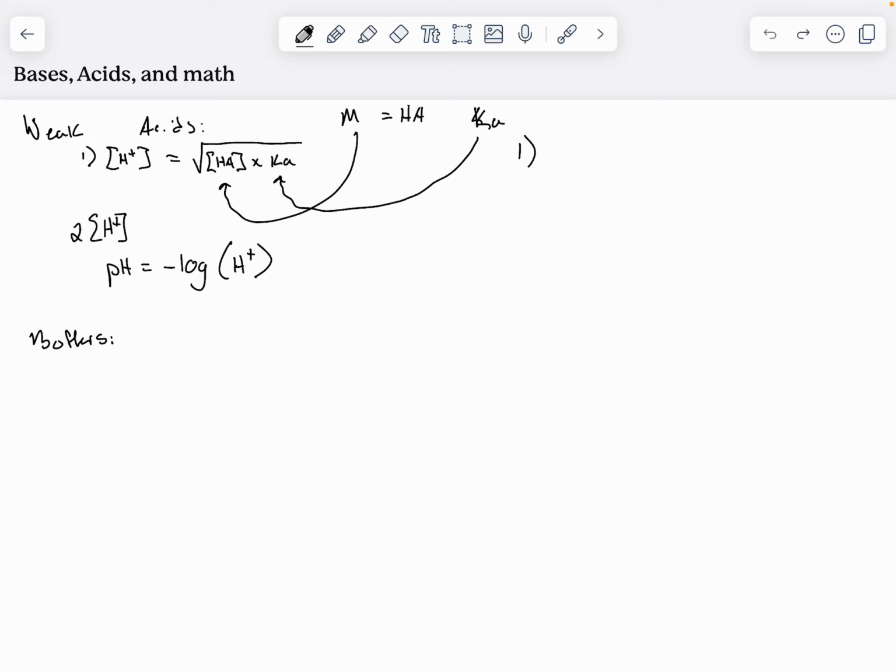and to get back to our normal equation up here to find our Ka, we need to get this pH back to our hydrogen concentration. Very similar to going back and forth with the pKa and Ka, we're going to take our pH and raise 10 to the negative power of it to find our hydrogen concentration. 10 to the negative pH. Boom. And from here, we'll have our hydrogen concentration found. And what we do is we just plug it back in to this equation down here.